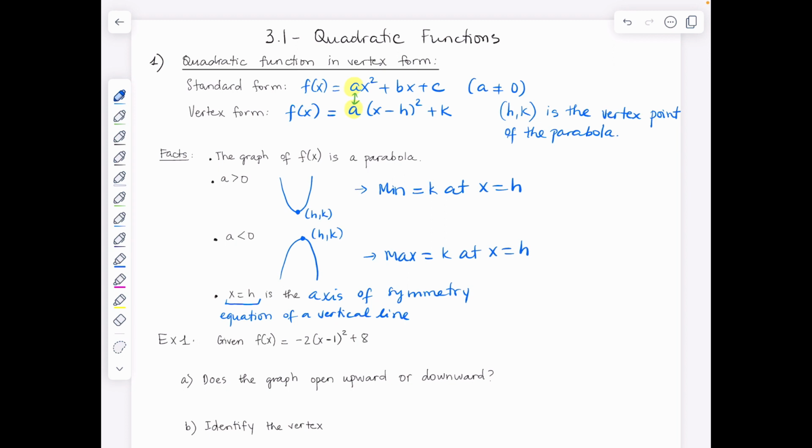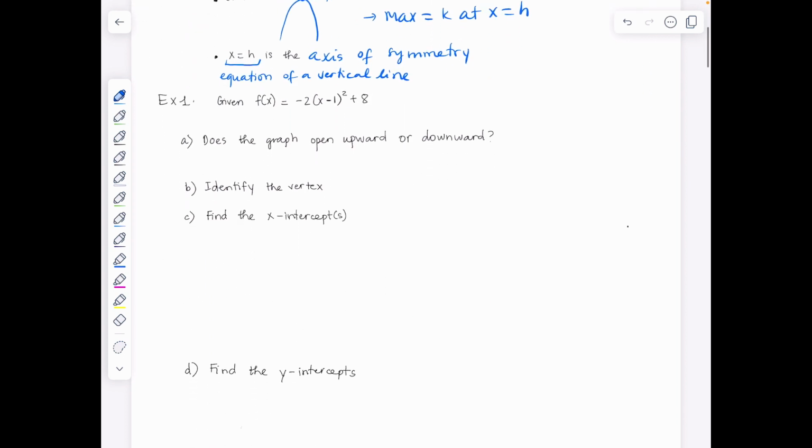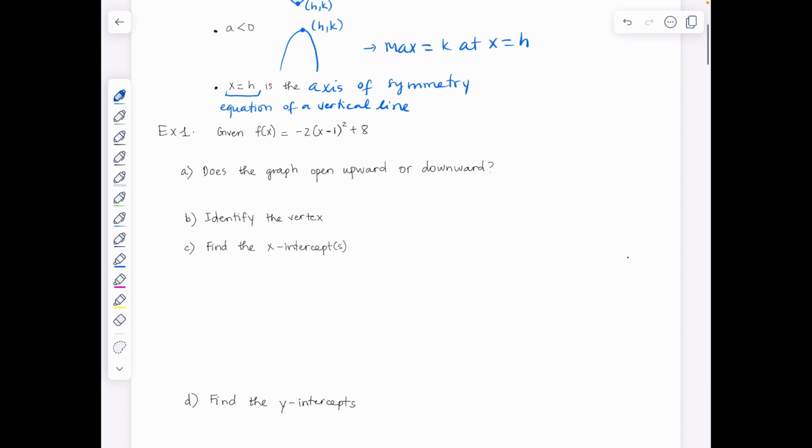So let's look at this example. Given f of x is equal to negative 2 times x minus 1 squared plus 8. Let's first determine a, h, and k. I'm going to rewrite the vertex formula right below this. And a would be negative 2, h would be 1, and k would be 8.